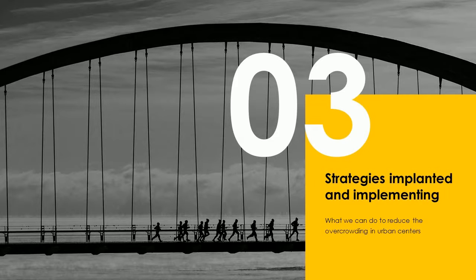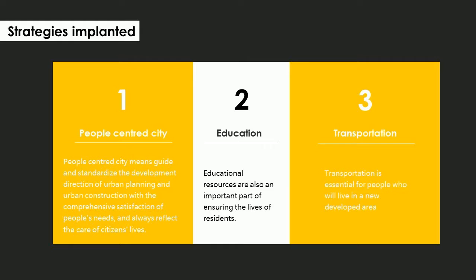So what can we do to reduce the overcrowding in urban centers? We found 3 aspects to reference from Sydney's suburbanization: create a people-centered city, make more job opportunities and education facilities, and build convenient transportation as a link between the city center and suburb.